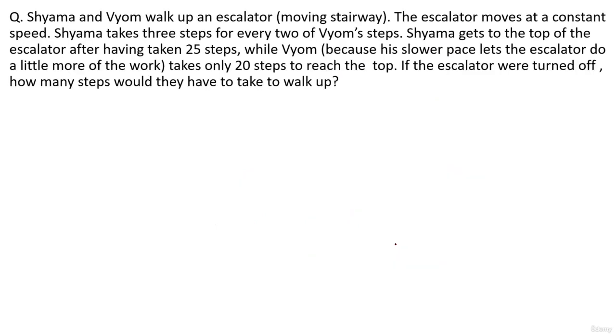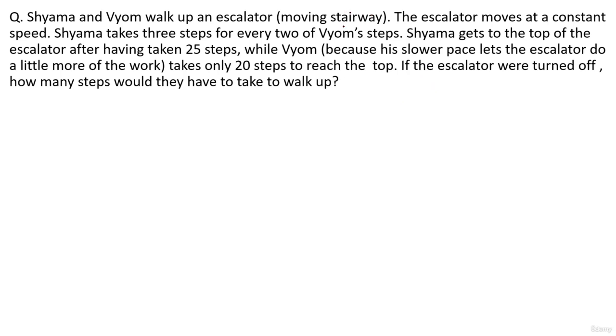Shama and Vyom walk up an escalator, a moving stairway. The escalator moves at a constant speed. Shama takes 3 steps for every 2 steps of Vyom's. Shama gets to the top of the escalator after having taken 25 steps, while Vyom, because of his slower pace, lets the escalator do a little more work and takes only 20 steps to reach the top. If the escalator were turned off, how many steps would they have to walk up? Same thing, just like the previous question.